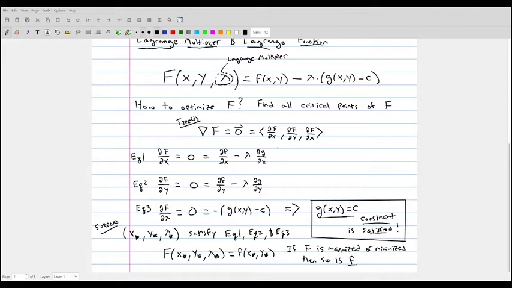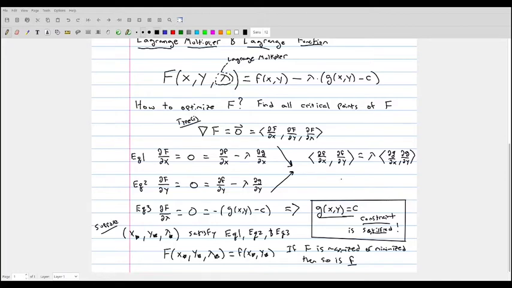We can also interpret equations 1 and equations 2 together as follows. This is saying that the partial derivative of f with respect to x, and the partial derivative of f with respect to y have to be equal to lambda times the x partial derivative of g and the y partial derivative of g in vector form.